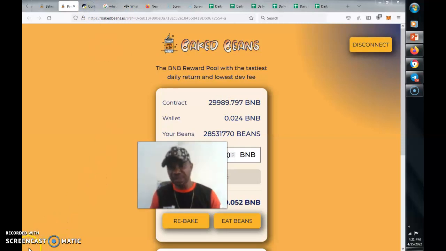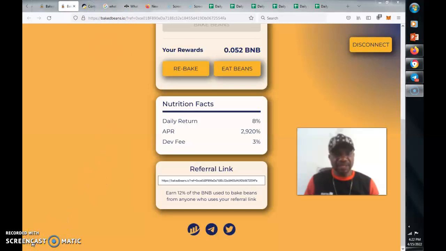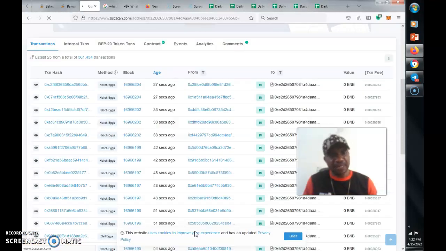Guys, each time you want to track transactions, you can go to the BSC scan. Let me go to the BSC scan. We want to track all transactions. Here you can see all the transactions that are taking place. You can track everything happening within this smart chain.